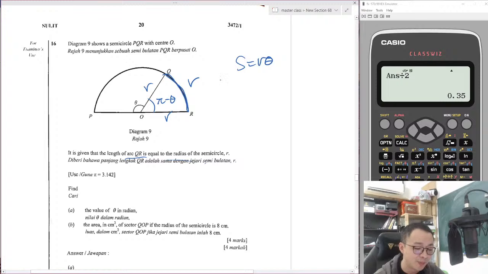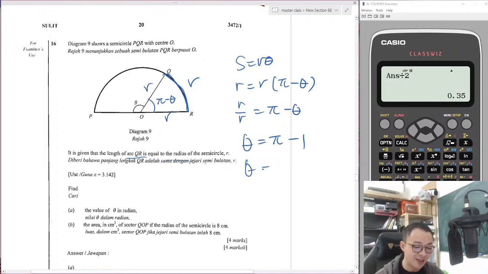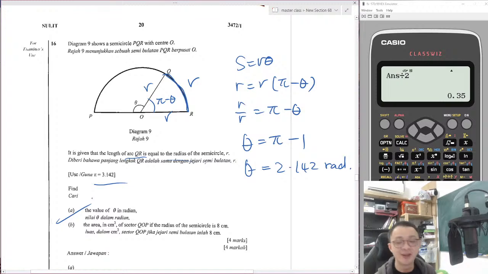My s will be r, and my theta will be pi minus theta. I want to solve this one, so I divide r over r equals pi minus theta. Therefore, theta equals pi minus 1. Done. If I want to write it as a number, pi is 3.142, minus 1 is 2.142 radian. Okay, done with part A.